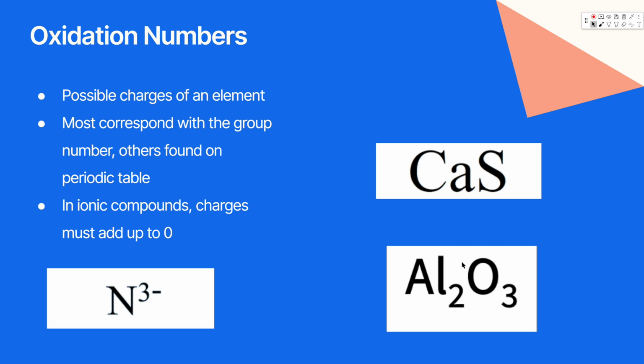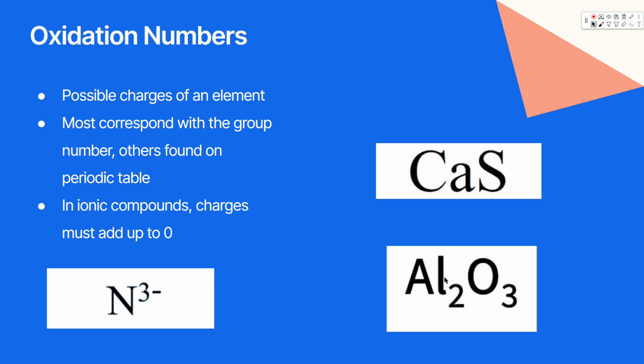Oxidation numbers. These are the possible charges an element can have. Most of these numbers correspond to the group number an element is in, while the others can be found on the periodic table. In an ionic compound, the charges of each element must add to zero. So over here, you have calcium sulfide. A calcium ion has a +2 charge, while a sulfide ion has a -2 charge. And these two charges add up to 0.